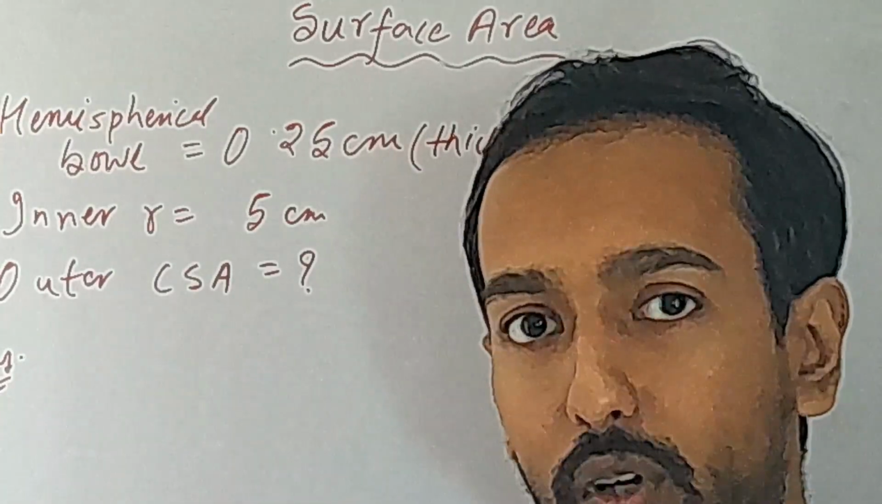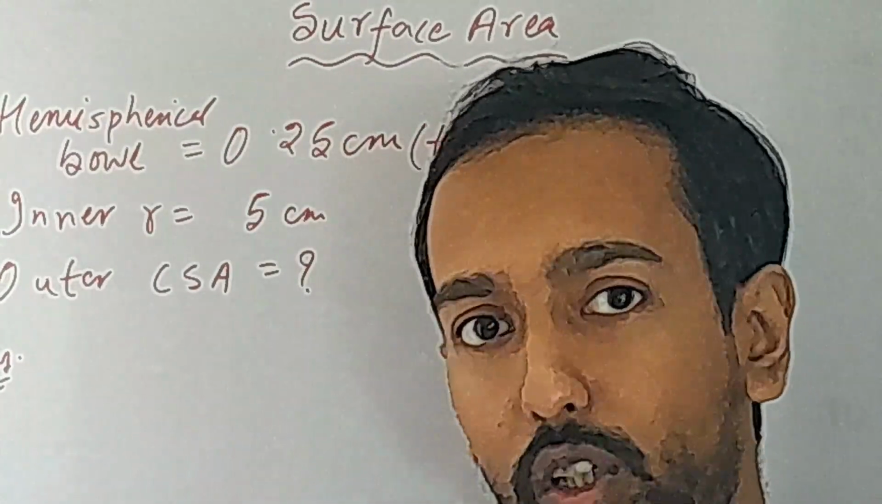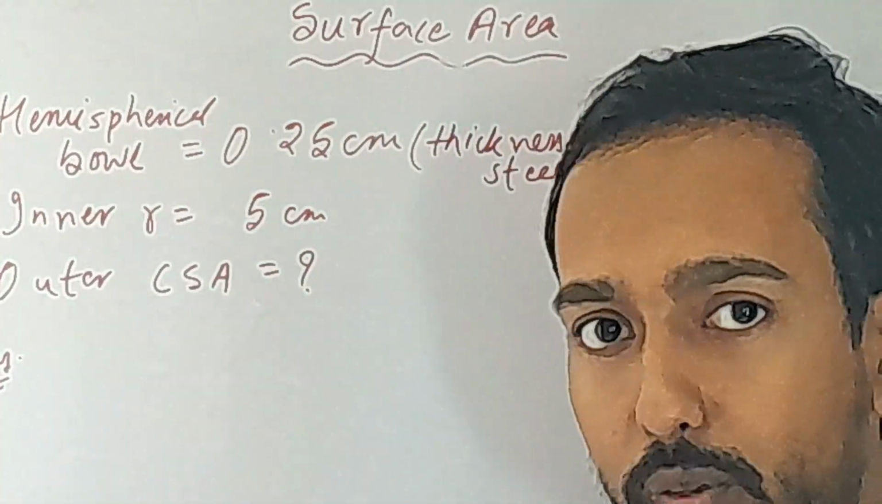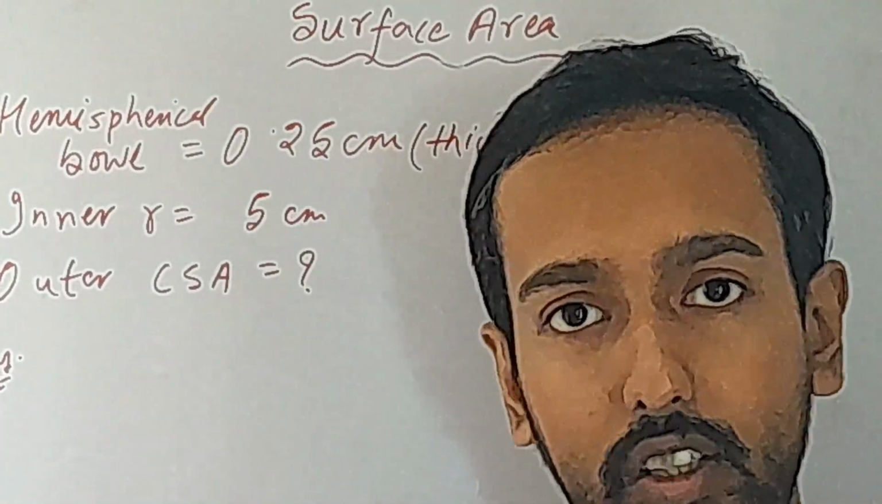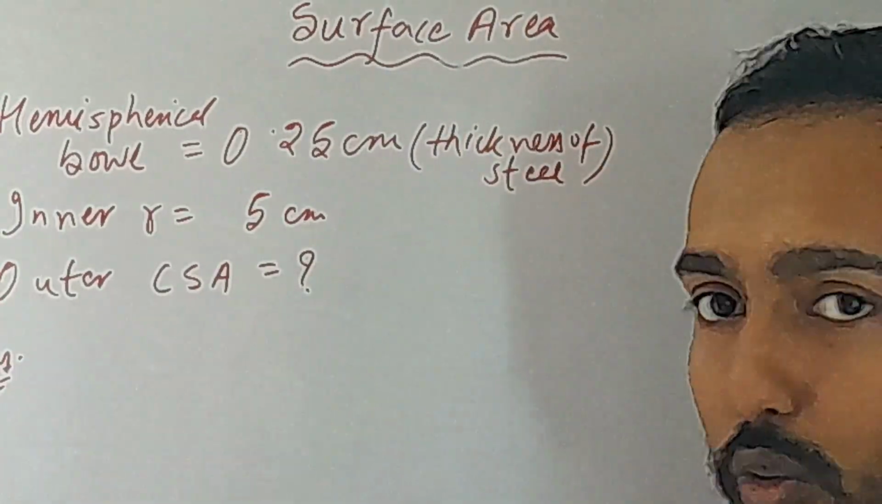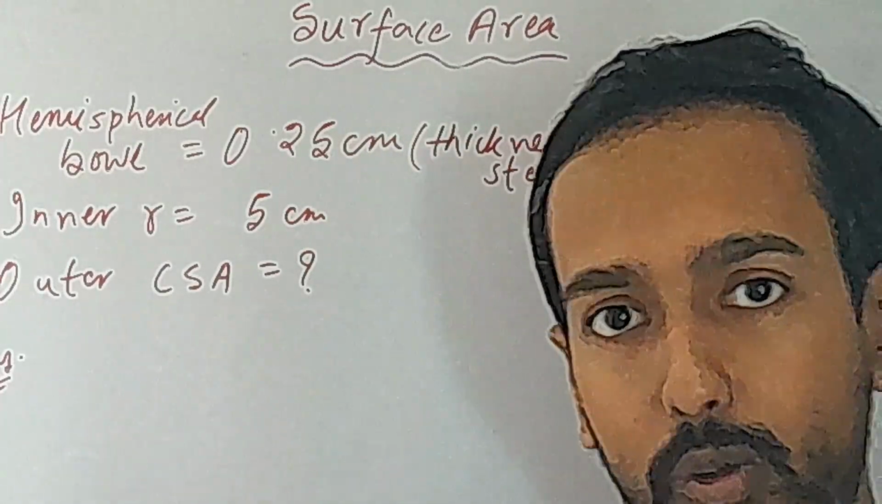In this question we have to find the outer curved surface area of the hemispherical bowl. So we have to keep in mind that to find the outer curved surface area of the hemisphere, we have to find the total outer radius. This time we won't be finding the inner radius because we are asked to find the outer curved surface area of the hemisphere. So we will first find the outer radius of this hemispherical bowl.